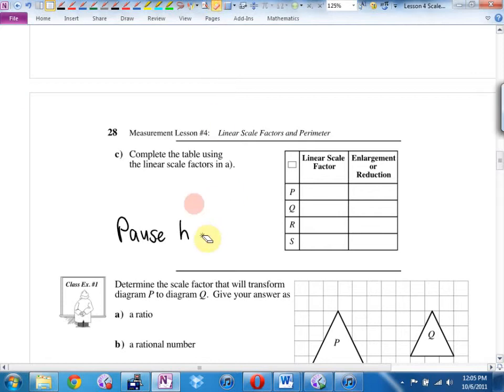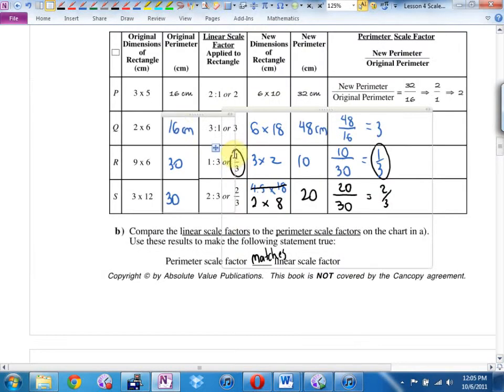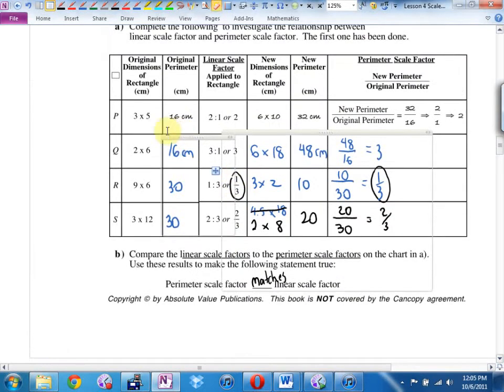Let's erase the pause here, picking up from where we left off. So again, quick reminder, we just played around with some numbers. We said if we had a 2x6 rectangle that had a perimeter of 16, and if you did a 3-to-1 scale factor, instead of 2, this became a 6. Instead of 6, this became an 18. The new perimeter was 48.